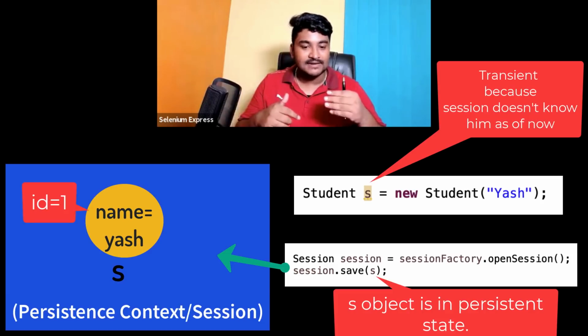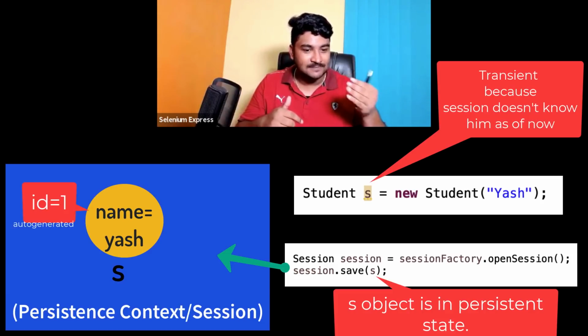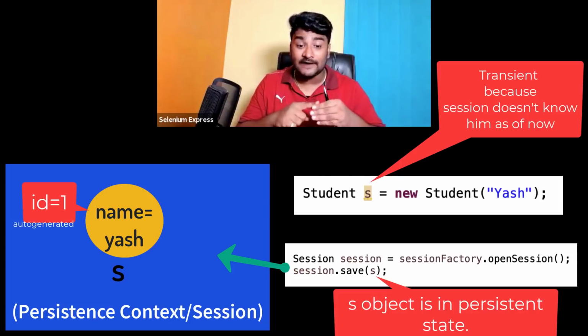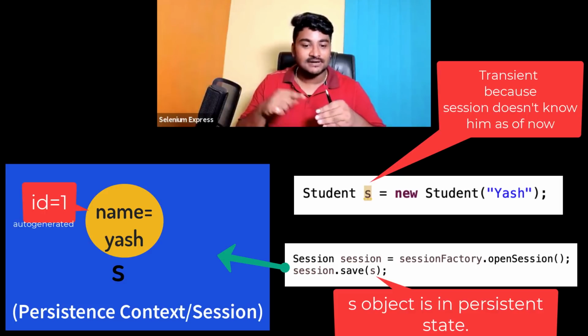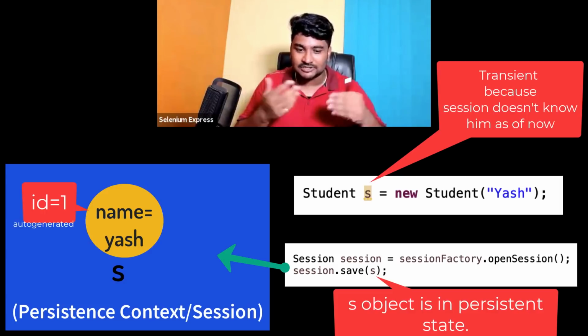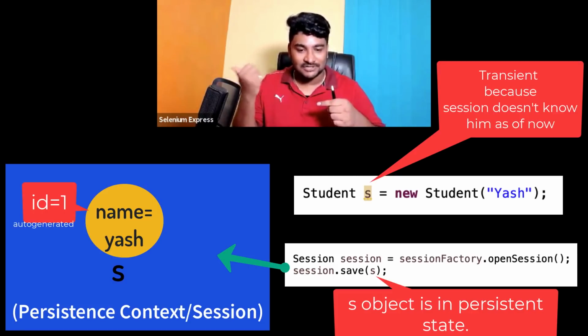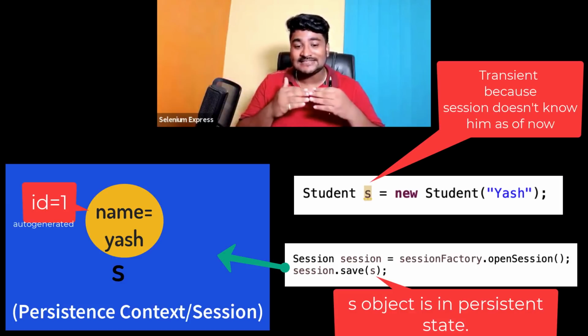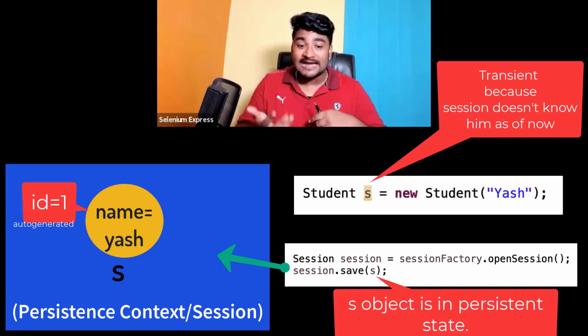So the moment you have an empty, just-created student object of your own, it does not have an identifier or a primary key. And if you don't have a primary key, then the database doesn't know about that particular record, because the persistence context doesn't know whether that object is present inside the database or not, right? Whenever the object is in persistent state, you will always have an identifier, a primary key, isn't it? Because the persistence context knows that this object right now represents this row of my table.